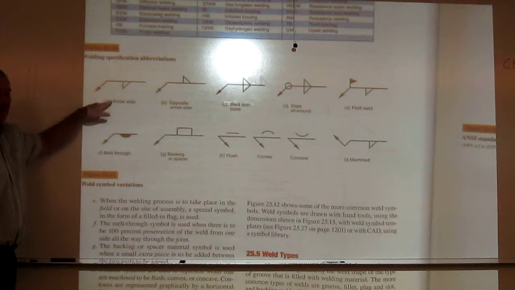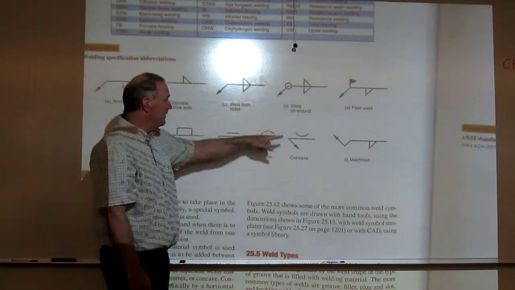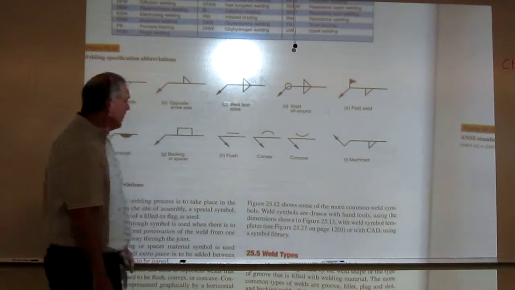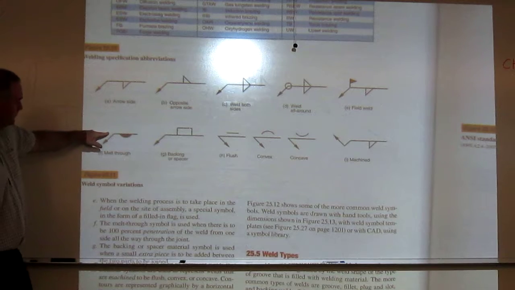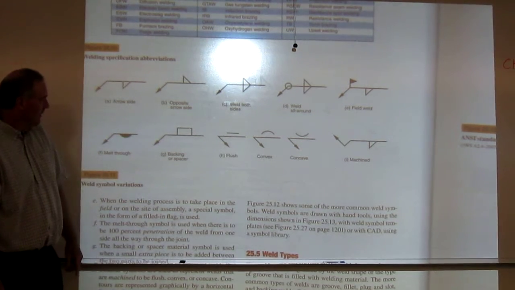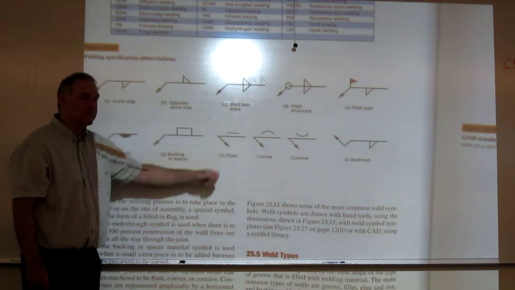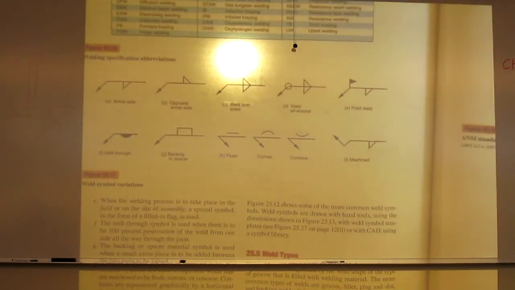Notice it's on the bottom, it's on the arrow side, top, the opposite side, both sides, all around the field. Make sure you turn it all liquid. We're going to apply some backer to it. Need to grind it off flush, whatever the case might be. Here's some extra things that we can add to it. Again, like I told you, these can get fairly complex.